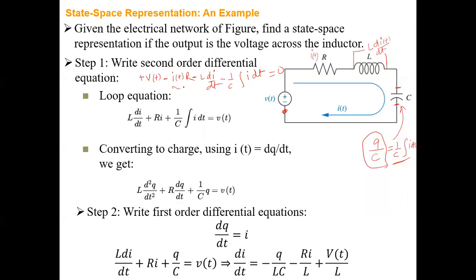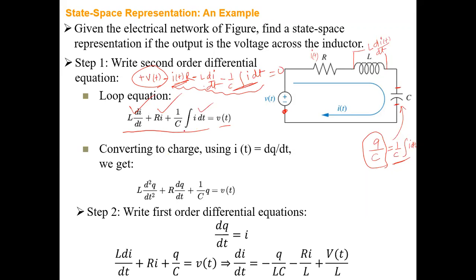So take these on the right hand side, then you get Vt equals L di by dt, plus R i, and this term here.